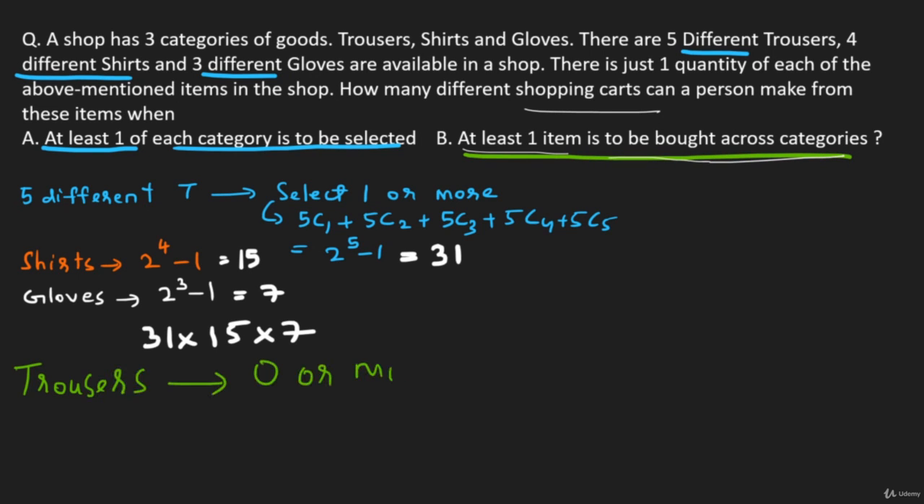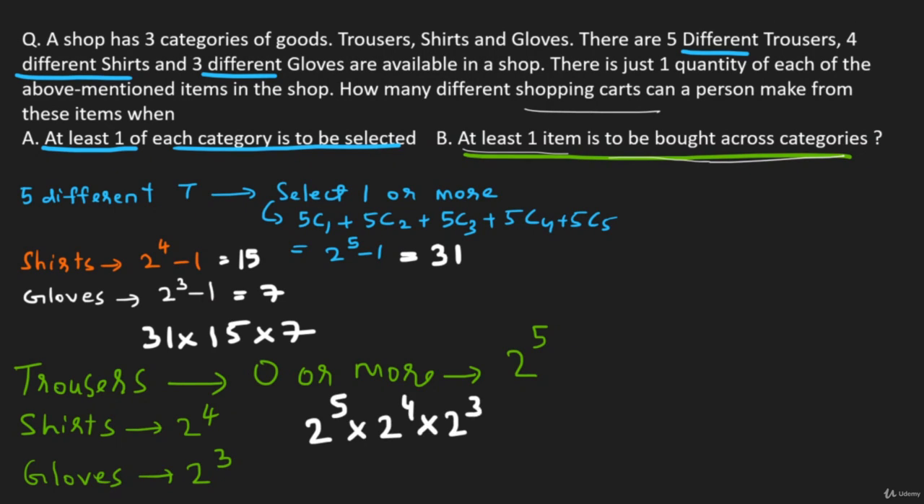In the case of trousers, in how many ways can you select 0 or more trousers? You can do that in 5C0 plus 5C1 plus 5C2 etc. 5C5 ways. And we have seen that is equal to 2 to the power 5. And in the case of shirts, you can do it in 2 to the power 4 ways, and in the case of gloves, you can do it in 2 to the power 3 ways. Therefore, you can select 0 or more trousers and 0 or more shirts and 0 or more gloves in 2 to the power 5 into 2 to the power 4 into 2 to the power 3 ways.